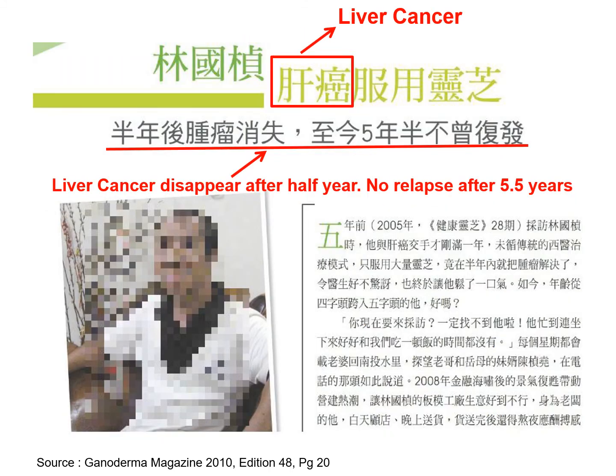Okay, so this is another testimonial from Taiwan. This is a case of hepatitis B virus turning into liver cancer. He took a very high dosage of 灵芝. The liver cancer disappeared after taking half a year of high dosage 灵芝.